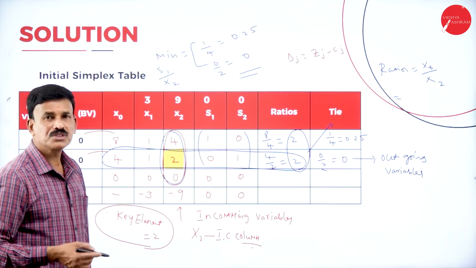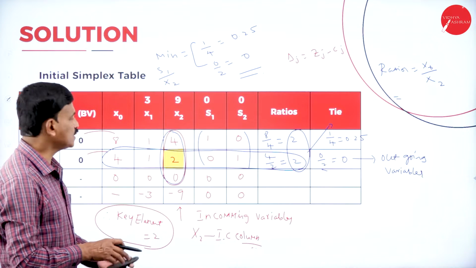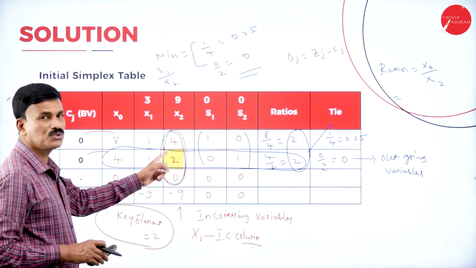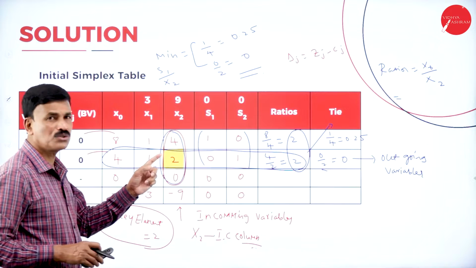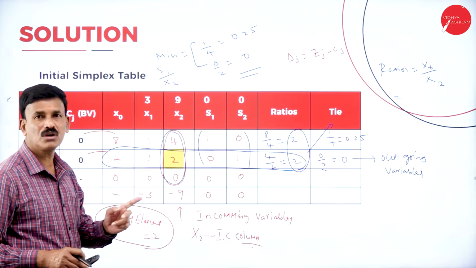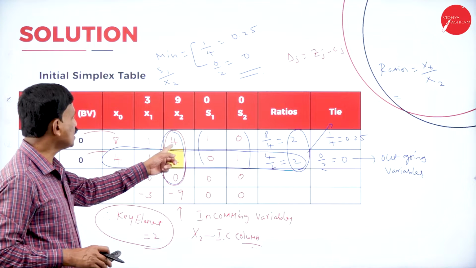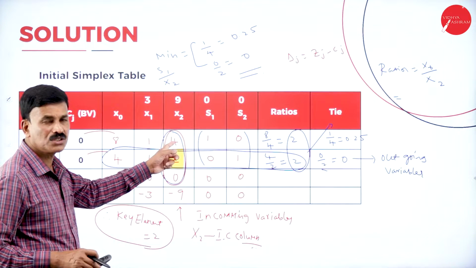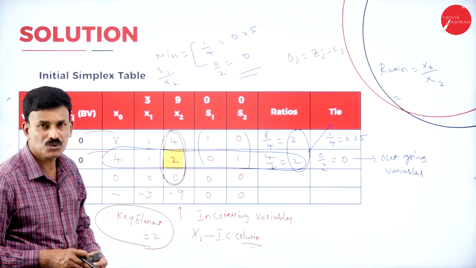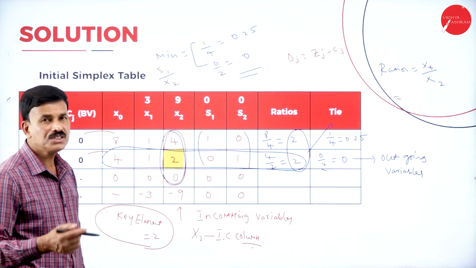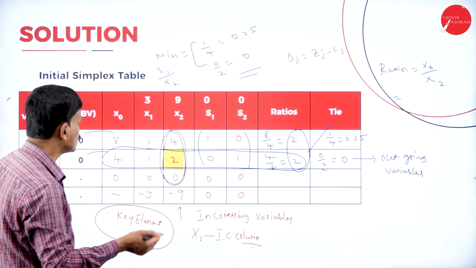Now, let us go to the next iteration. In the iteration table, convert this element 2 as 1 by dividing the entire row by 2. R2 dash is equal to R2 by 2, and convert the element above this 2 as 0. Convert this 4 as 0 using the elementary row operation. Now, let us go to the next table.